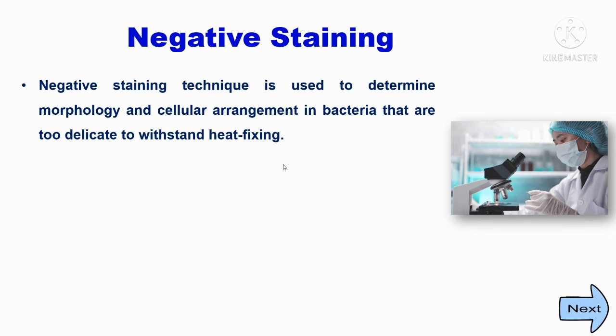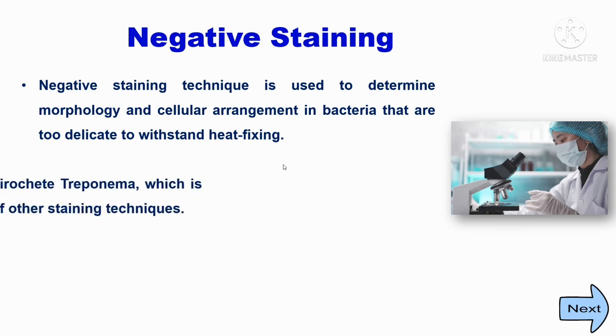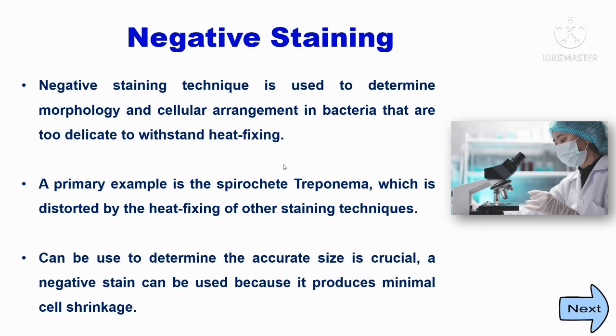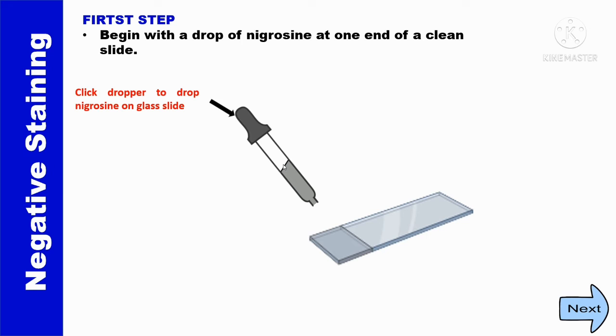Negative staining technique is used to determine morphology and cellular arrangement in bacteria that are too delicate to withstand heat fixing. A primary example is the spirochete Treponema, which is distorted by the heat fixing of other staining techniques. It can be used where determining accurate size is crucial. A negative stain can be used because it produces minimal cell shrinkage.